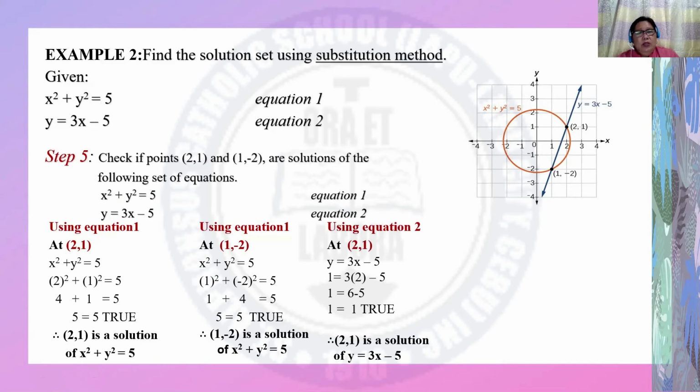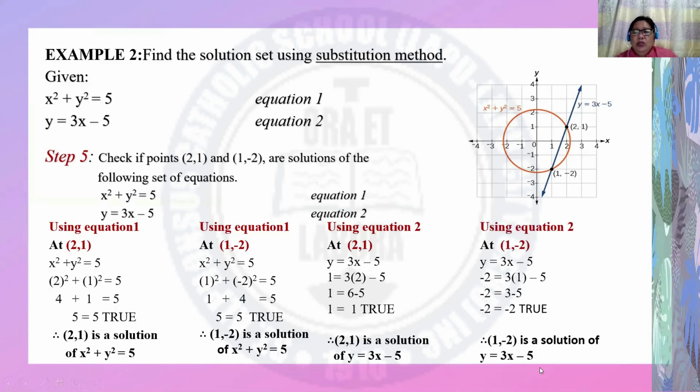Then, using equation 2, substituting the point with coordinates (2, 1), y is equal to 3x minus 5. So 3 times 2, which is the value of x, and y is 1. We have 1 is equal to 6 minus 5, which is 1. So we have a true statement. So the point with coordinates (2, 1) is a solution of y is equal to 3x minus 5.